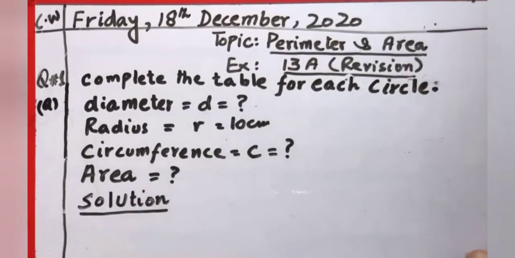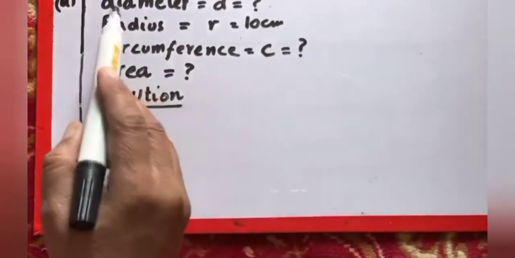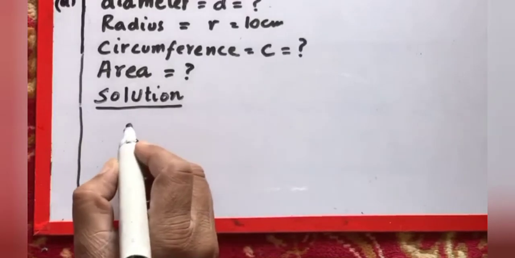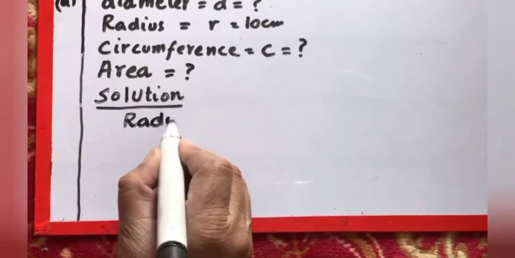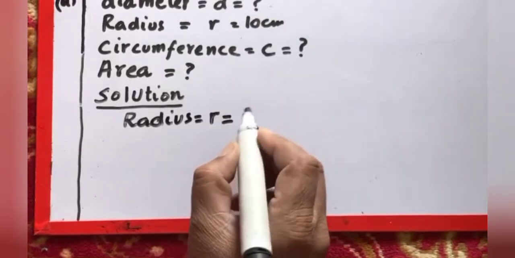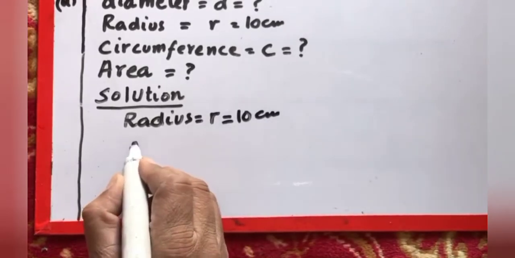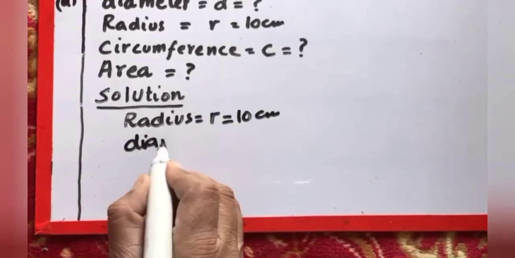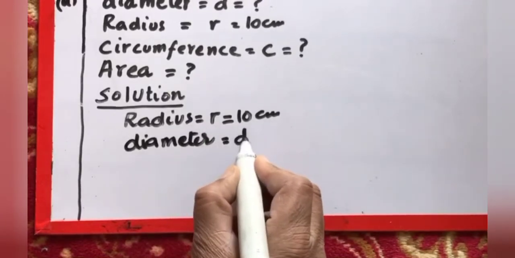So in the solution, we will find the diameter of the circle, as the radius is given, which we represent by r, which is 10 centimeter. We will first find the diameter. The diameter of a circle is represented by d.